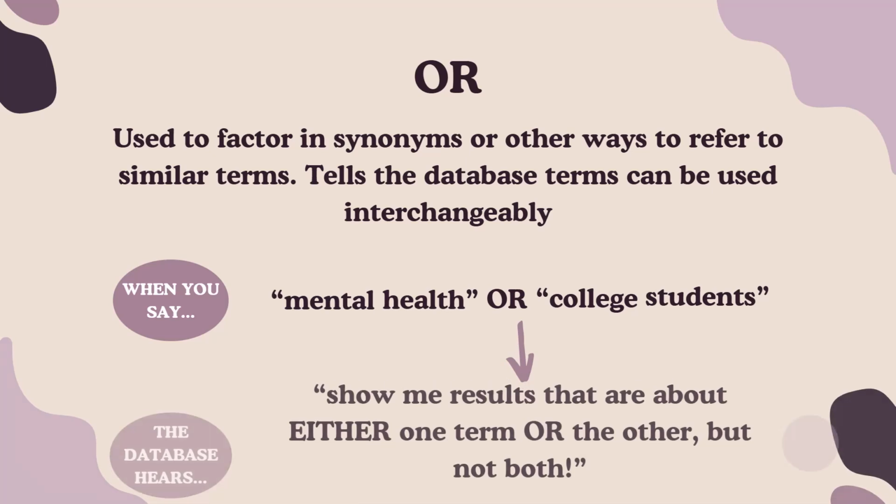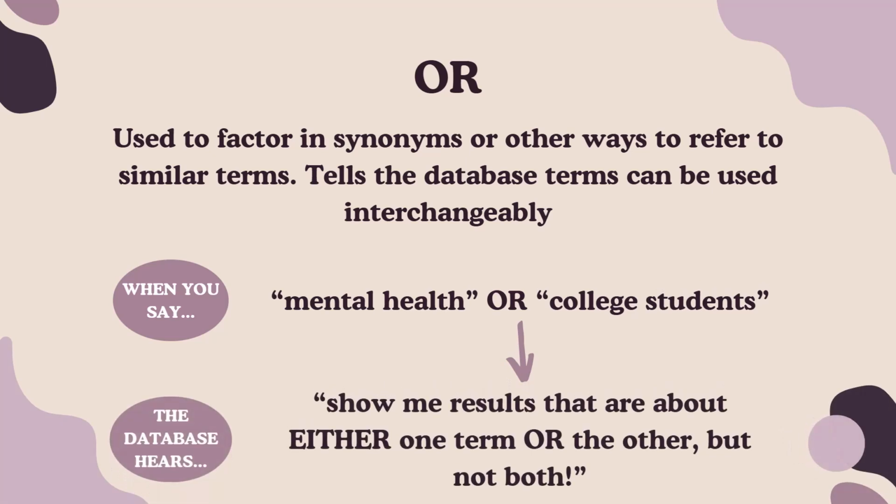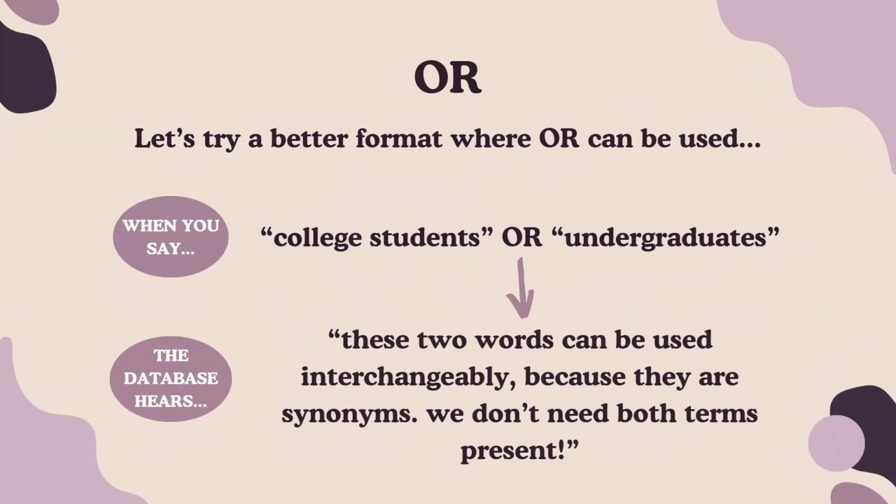The second operator is or. Or is used to factor in synonyms or other ways terms may be used or referred to. This tells the database that some keywords or key phrases can be used interchangeably. If we try the same logic that we used on the previous slide but swap out and for or, that tells the database that only one of the key terms, in this case mental health and college students, should be present in results. However, if we're looking for articles that mention both topics, we don't want to use or in this case. Let's take a look at an example of when using or would be more appropriate.